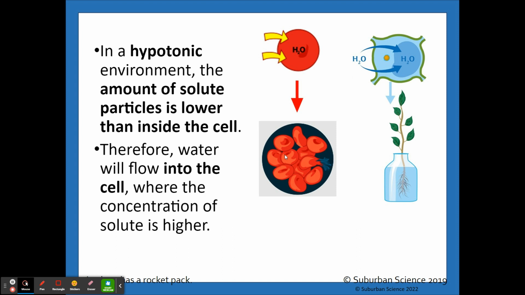Again, this is where that solute concentration is higher. Summing this all up, in a hypotonic environment, the amount of solute particles outside is lower than inside. So our solute particles are lower here compared to inside, and as a result, the water will flow into the cell. Again, solutes suck. Always remember that, no matter which way we're flowing against that concentration gradient.